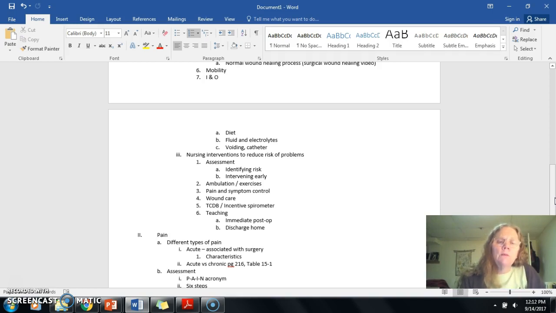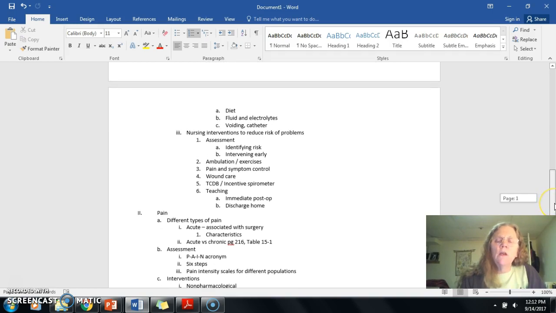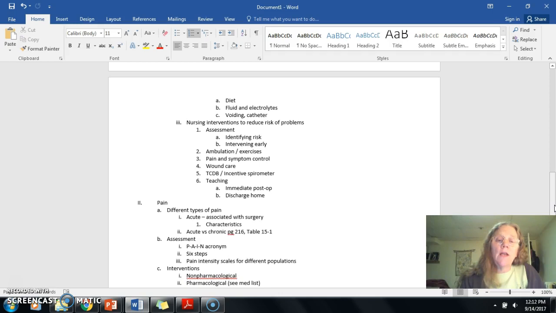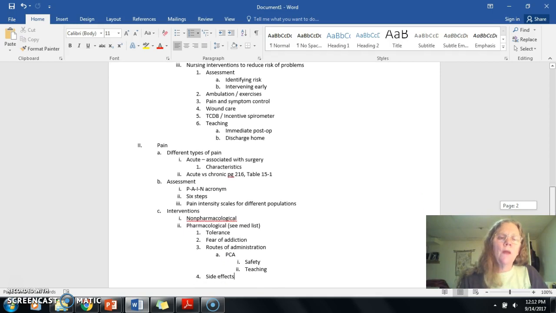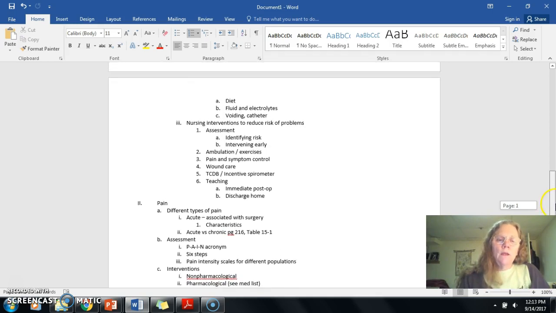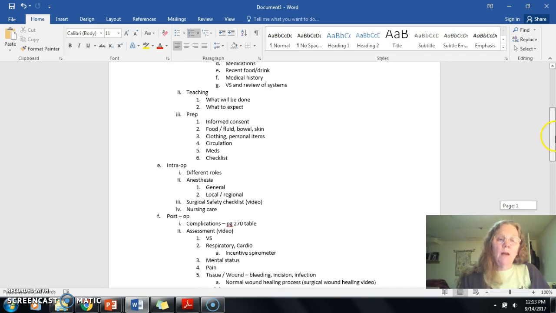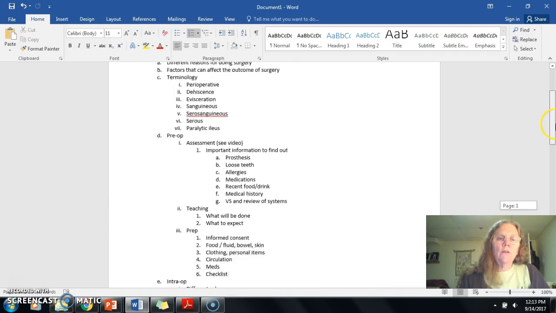Turning, coughing, deep breathing, and the use of the incentive spirometer help prevent respiratory infections and atelectasis. And what is important to educate patients about, both in the immediate post-op period and also long-term, like before they go home, if they're in the hospital, what do they need to know? So that is kind of in a nutshell chapter 17.